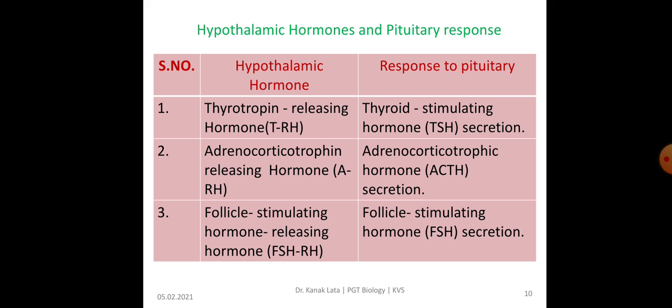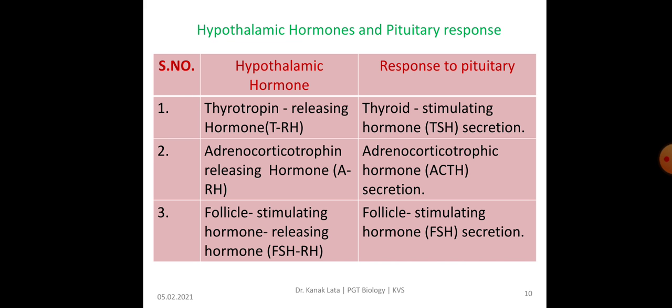Now let us know about hypothalamic hormones and pituitary response. First hypothalamic hormone is thyrotropin releasing hormone, and the response of the pituitary is thyroid stimulating hormone secretion. Means it helps in secretion of thyroid stimulating hormone. Second hypothalamic hormone is adrenocorticotropin releasing hormone. It is also a releasing factor, and here the response of the pituitary is adrenocorticotropic hormone secretion, that is ACTH.